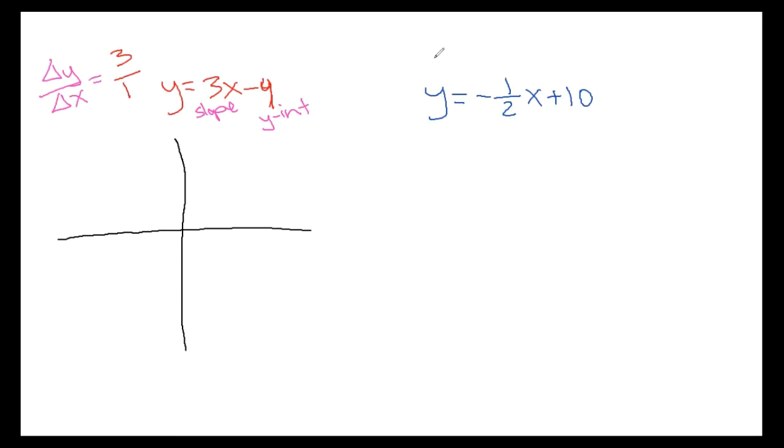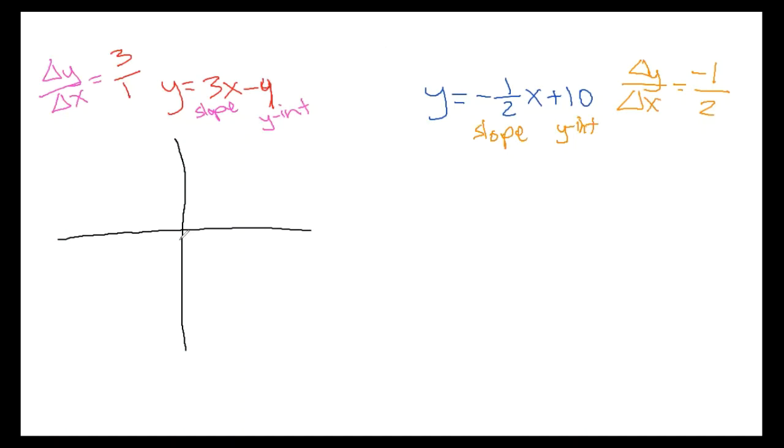And for our second equation, our y-intercept is positive 10, and our slope is negative 1/2. So our change in y is negative 1, because we say negative 1/2, not 1 over negative 2, and our change in x is 2. With that said, we're going to graph it first.